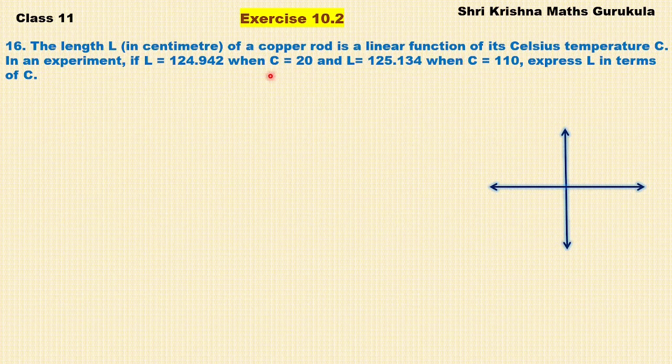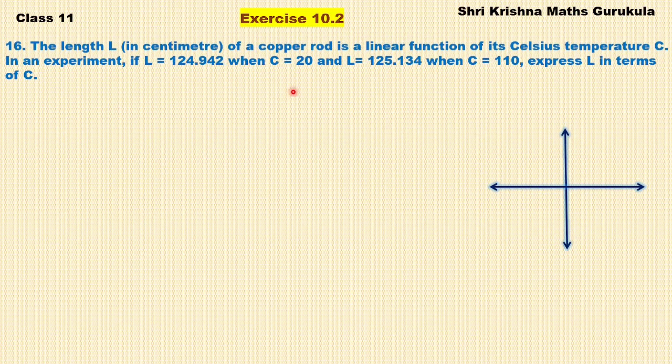Is this clear? So there are two readings of an experiment given to us where temperature has increased and the length of the copper rod also has increased. We have to express the length of the rod in terms of temperature. So can you tell me, out of length of the rod and temperature, which is the independent variable? It doesn't depend on the other variable. Obviously it is temperature, right? It is not depending on the length of the rod.